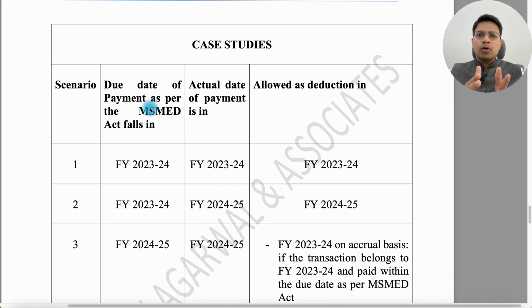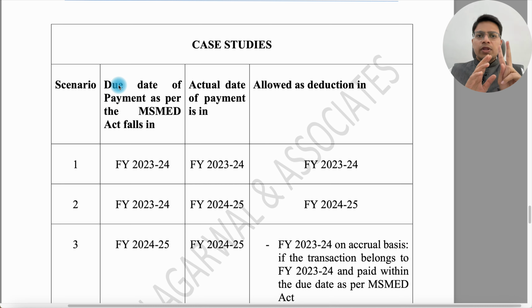Please note that the disallowance that we are talking about is not a permanent disallowance. If you are making payment to the suppliers in the next year, then the disallowance will trigger in this year, and next year when you make the payment it will be allowed. So it is only a temporary disallowance provided you make the payment to the suppliers. So let us go to the case studies quickly.